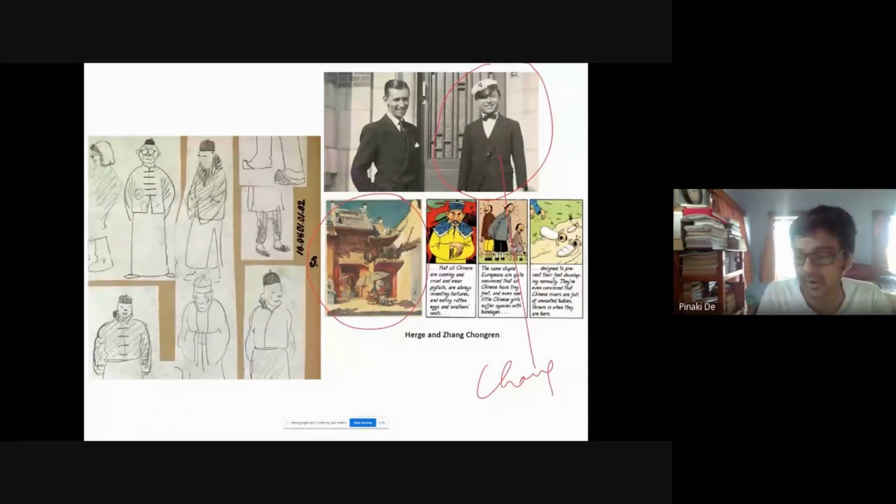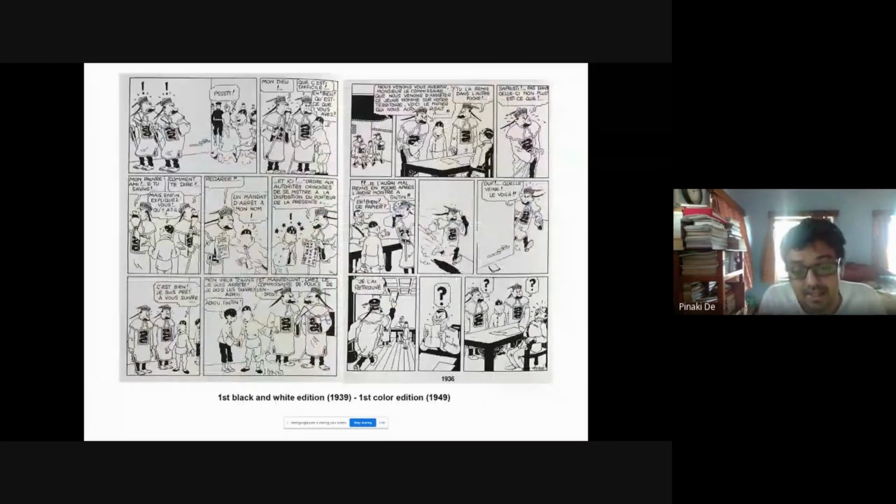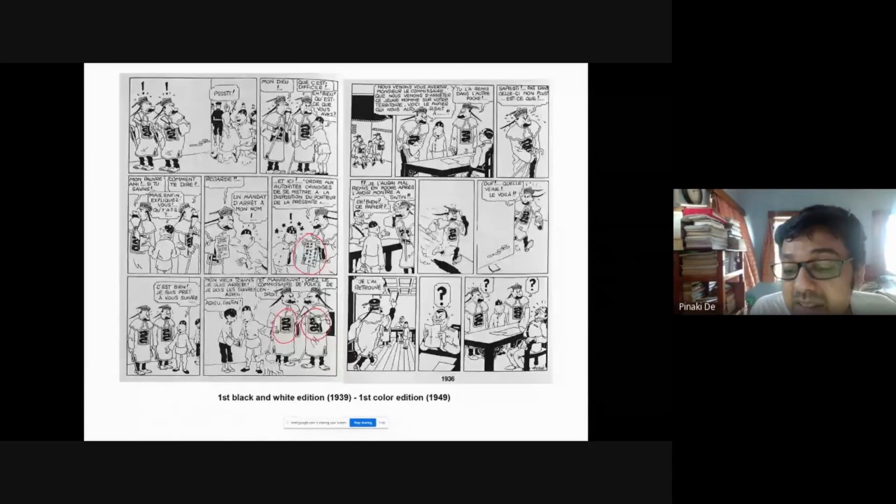And through Zhang Chongren, Hergé came to know about the common misconceptions that we have regarding the Chinese. So his depiction of the Chinese in the Blue Lotus is extremely sensitive. Why? Because he had first-hand knowledge of the Chinese through his friend Zhang Chongren. So you can see small pictogram written in Chinese. These are all taken from Zhang's own sketchbooks, and Tintin introduces it in the text itself.